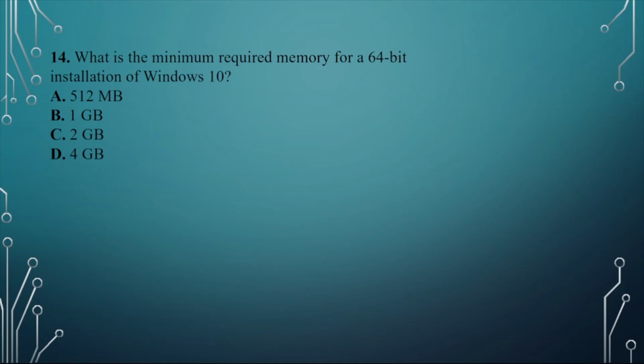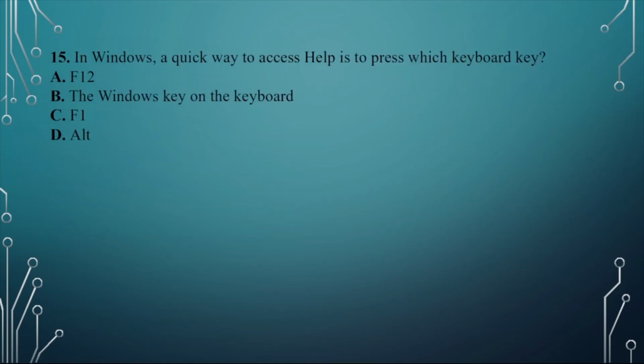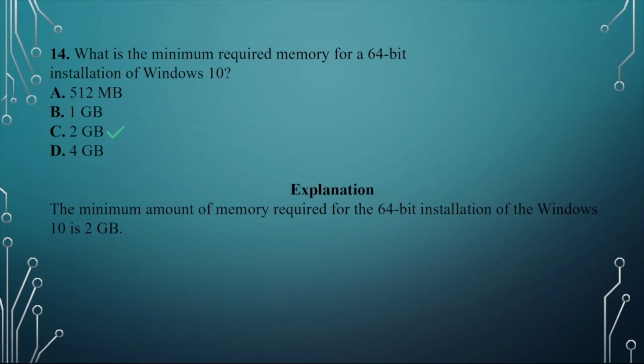Question number 14. What is the minimum required memory for a 64-bit installation of Windows 10? A. 512 megabytes. B. 1 gigabyte. C. 2 gigabytes. D. 4 gigabytes. The answer here is C. 2 gigabytes. This is the minimum required memory for a 64-bit installation of Windows 10.